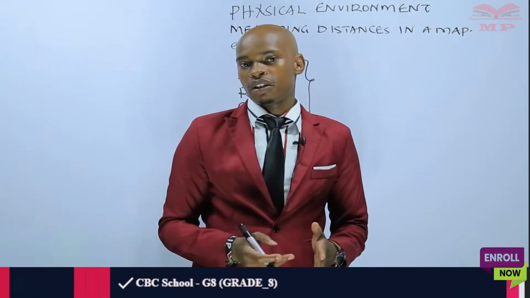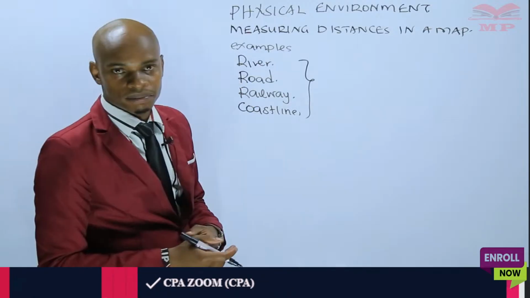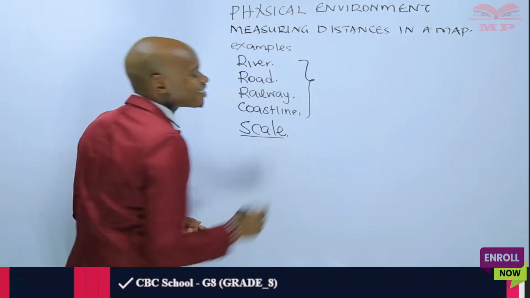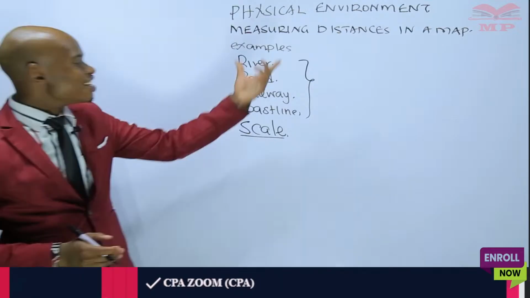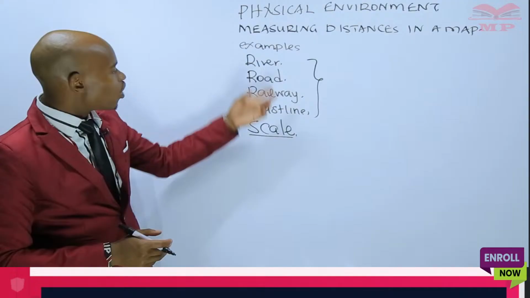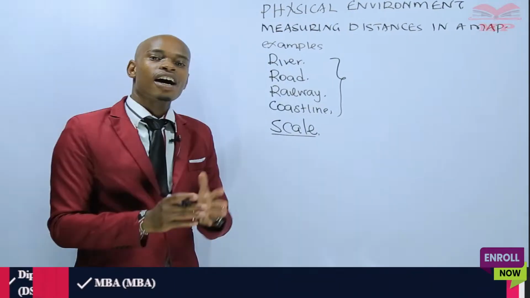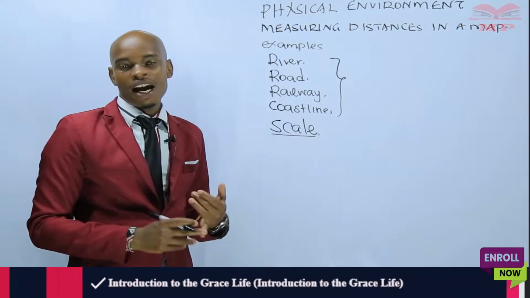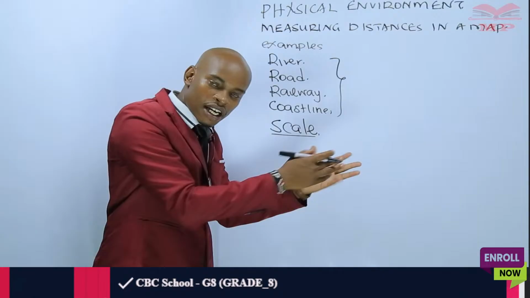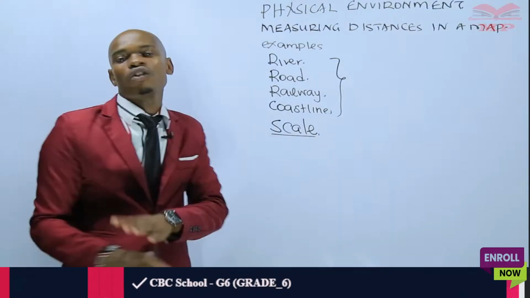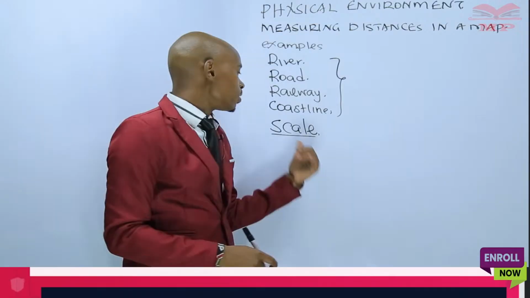For you to get the distance of a river, the length of a road, for any distance, for any length, either of a road, railway, coastline, you need a scale. A scale is a relationship between a distance on a map and the actual distance on the ground. And there are two types of scales that we mostly use.